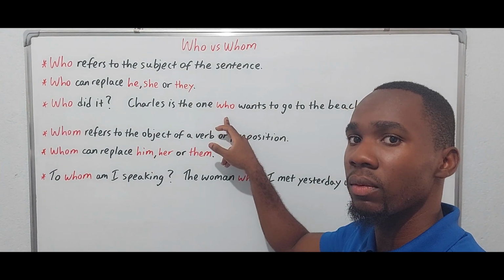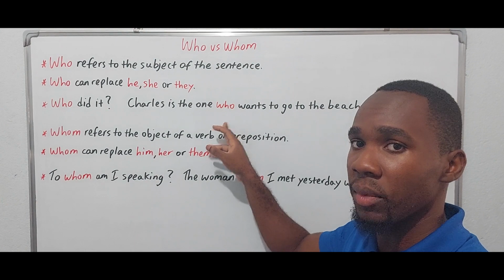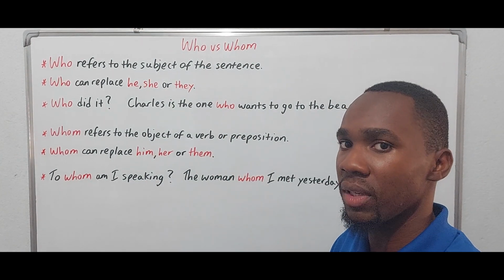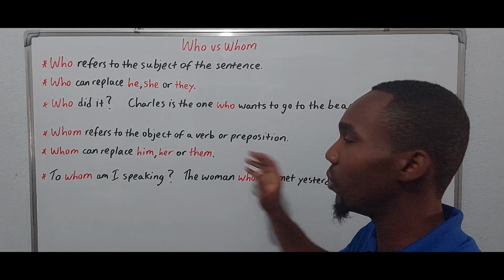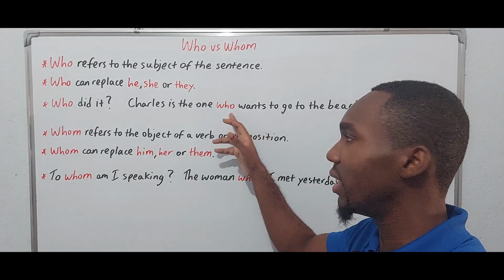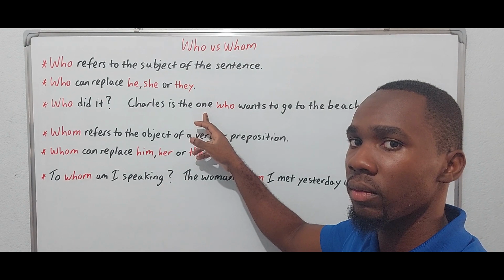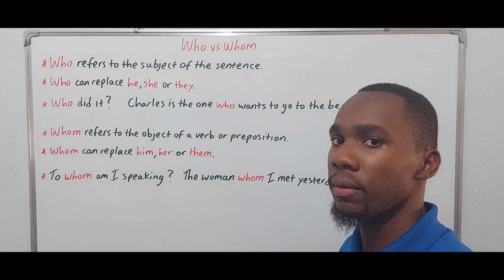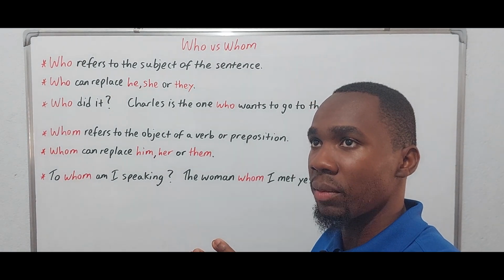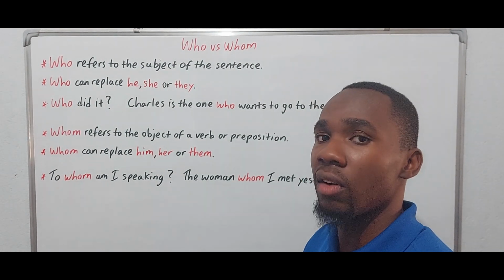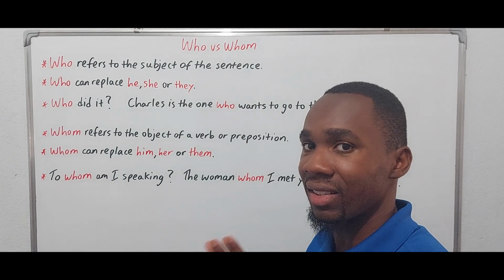We could also use that. But because we are talking about who versus whom, we of course used who, though we could also use that, because that is a relative pronoun which provides more information. Charles is the one who wants to go to the beach. If we change that, we could say he wants to go to the beach. We wouldn't really need the first part because this is adding additional information. We already know Charles is the subject. So he wants to go to the beach. So we need who there. Anytime we are talking about the subject of the sentence, whether you're using it as an interrogative pronoun or a relative pronoun, we use who.